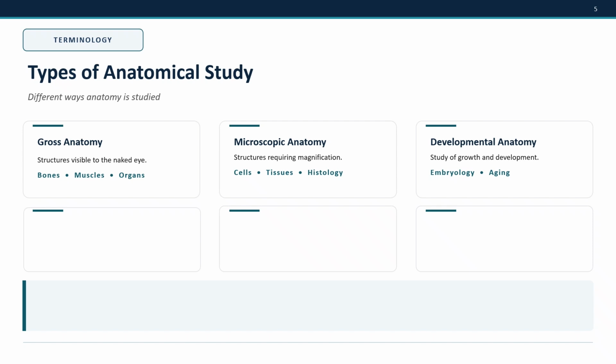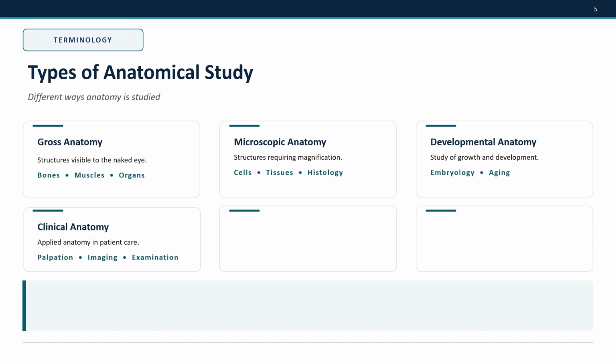Then we have developmental anatomy. This is the study of growth and development. So you have subsets like embryology, for example. You have aging studies where they compare how anatomy changes based on where you're at in the lifespan. So it could be you're an infant, you're a toddler, you're going through puberty, after your first menses, etc.